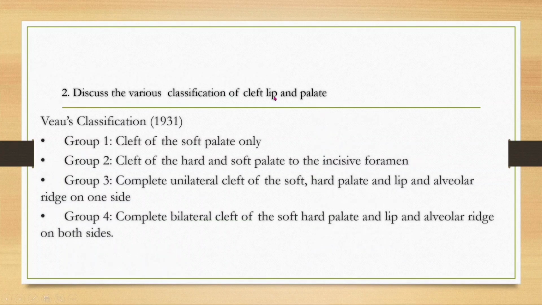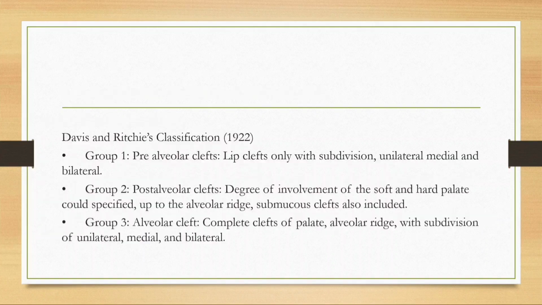Various classification of cleft lip and palate. So this is sometimes will be asked in the oral medicine, oral maxillofacial surgery, OMFS. So we use classification group 1, 2, 3 and 4. Group 1, cleft of the soft palate. Group 2, cleft of the hard and soft palate to the incisive foramen. Group 3, complete unilateral cleft of the soft, hard palate and lip, alveolar ridge on one side. Group 4, complete bilateral cleft of the soft, hard palate and lip and alveolar ridge on both sides.